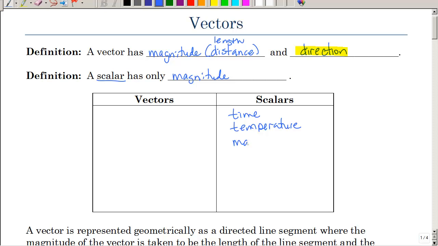Also mass. Mass is how big something is in grams. Another word might be volume, how big something is. So now that we've talked about scalars, what could be a vector?